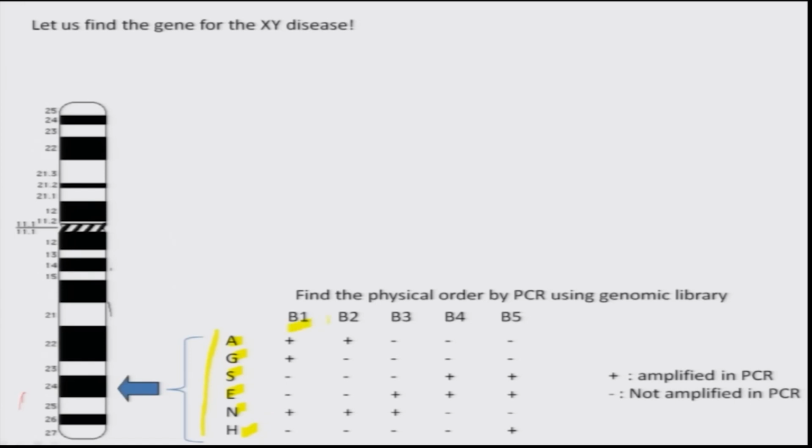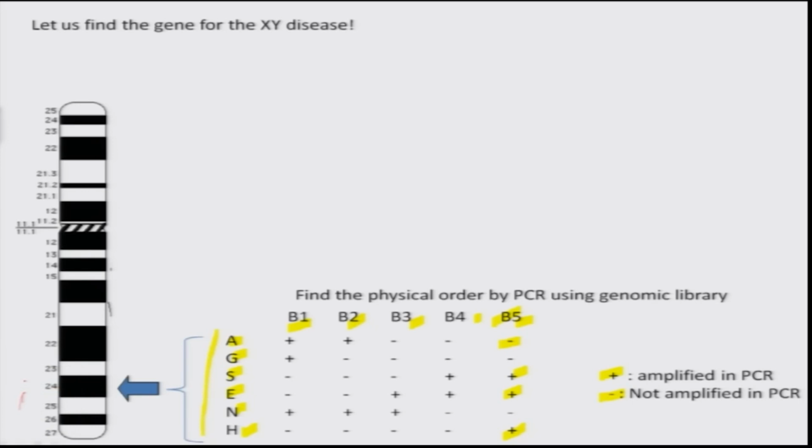You are able to get 5 clones, say these are bacterial artificial chromosomes. Therefore, you call them BACs, B1, B2, B3, B4, B5. Here, when you say minus, that means the PCR did not work, meaning that marker is not present in this clone, whereas the S, E and H markers are present in B5. So, plus means amplified in PCR, minus means did not amplify. This is the information that you have. Based on this, you have to arrange the order of this set of markers.